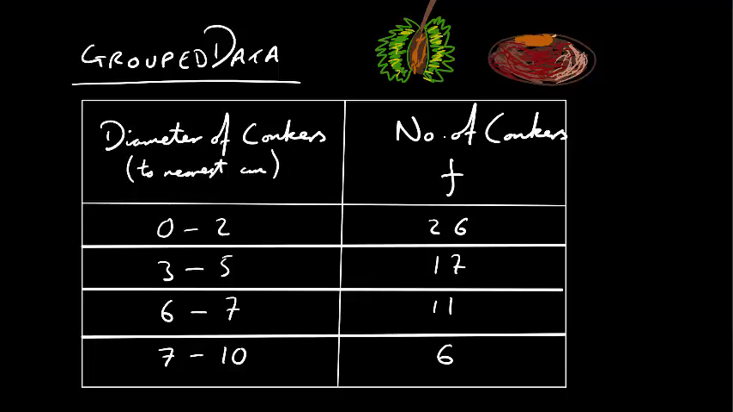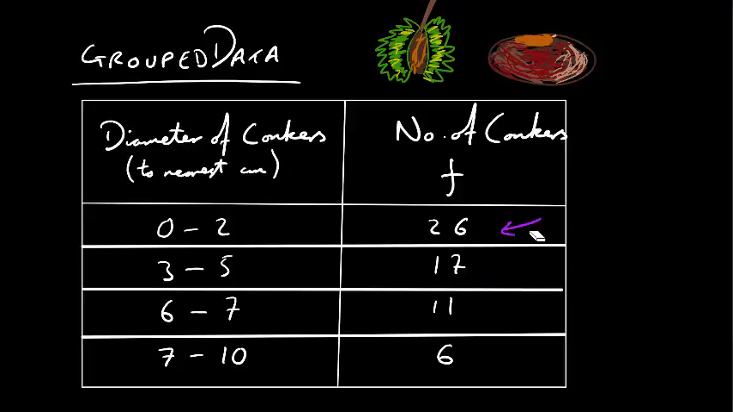Hello, so in this video I want to talk through how we can work out the mode and the median of grouped data. So remember this data which I've got: I've gone out and picked up some conkers and measured their diameter, and I've put this into a nice little table. This is basically saying that 26 conkers had a diameter of between 0 and 2 centimetres, 17 conkers had a diameter of between 3 and 5 centimetres, and so on.